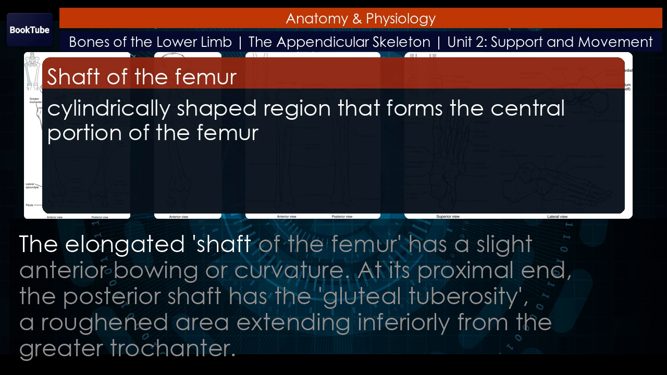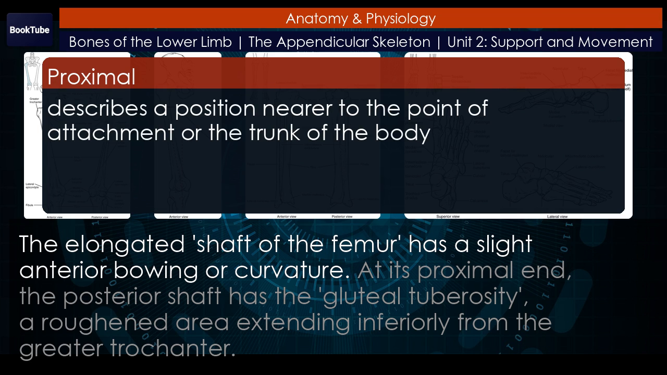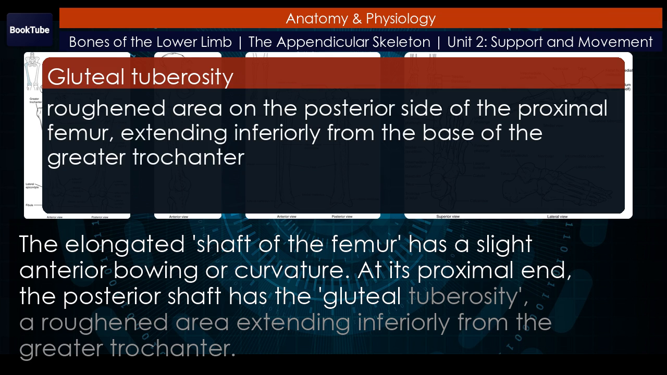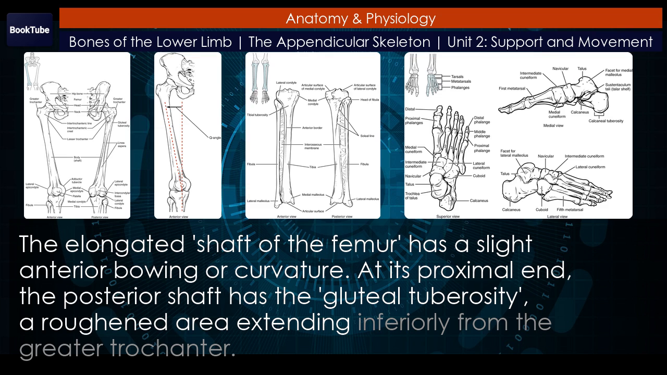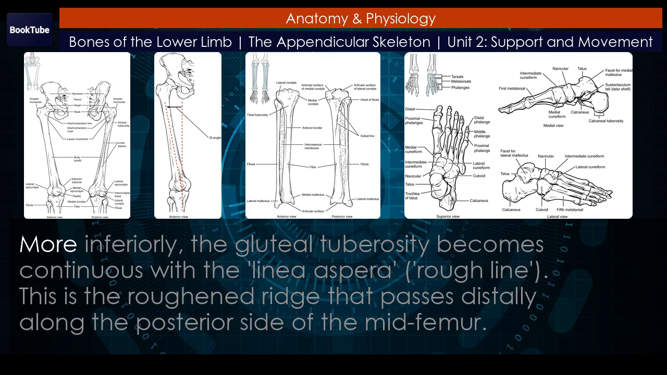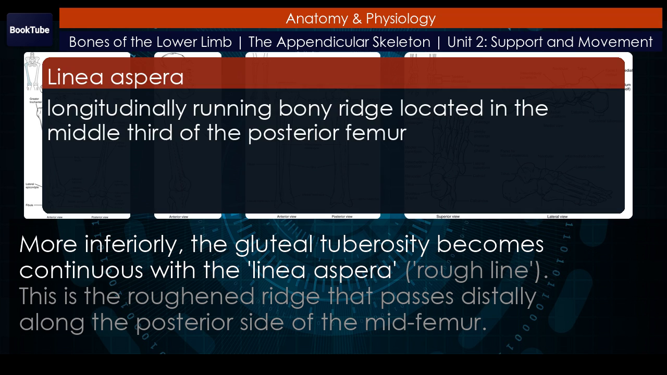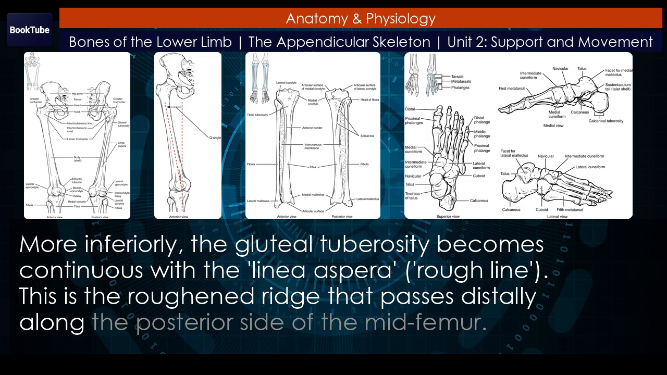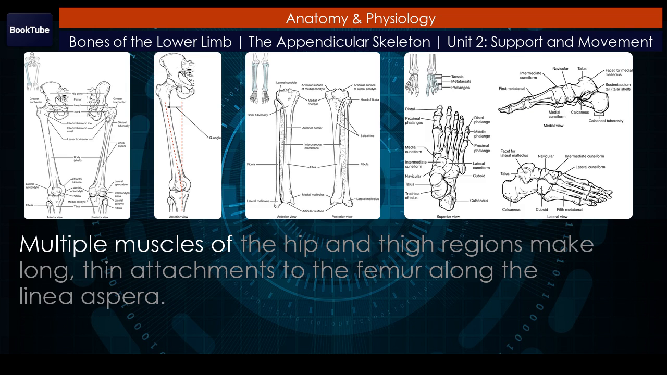The elongated shaft of the femur has a slight anterior bowing or curvature. At its proximal end, the posterior shaft has the gluteal tuberosity, a roughened area extending inferiorly from the greater trochanter. More inferiorly, the gluteal tuberosity becomes continuous with the linea aspera, a rough line. This is the roughened ridge that passes distally along the posterior side of the mid-femur. Multiple muscles of the hip and thigh regions make long, thin attachments to the femur along the linea aspera.